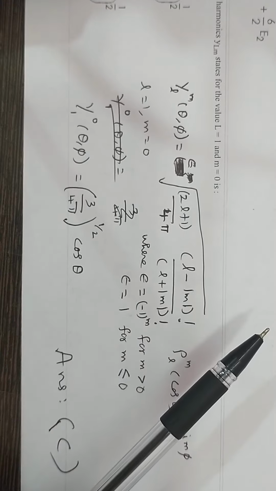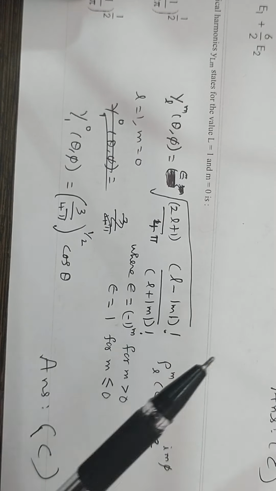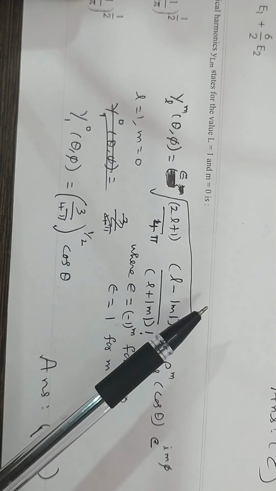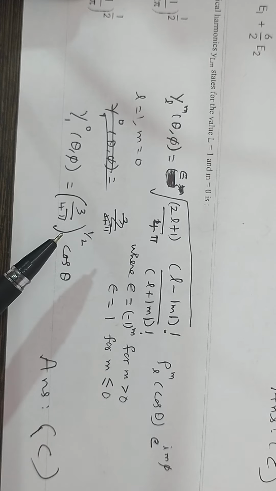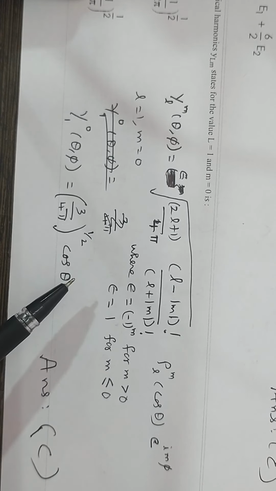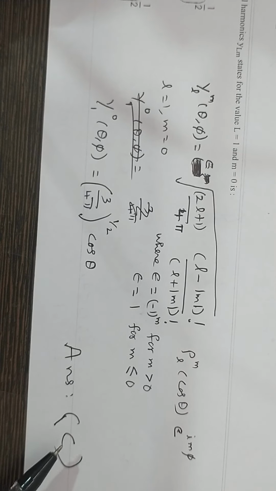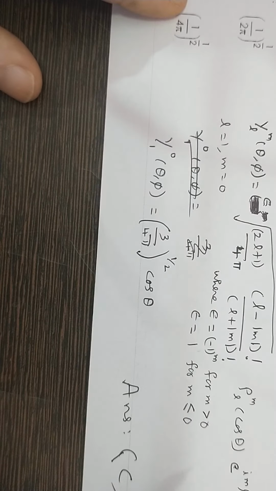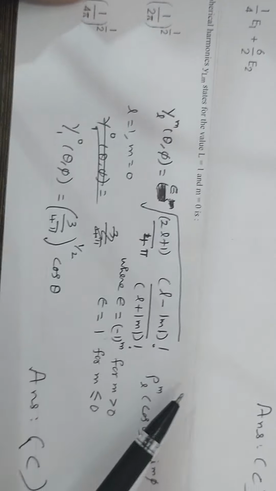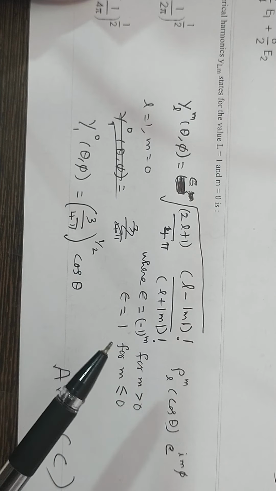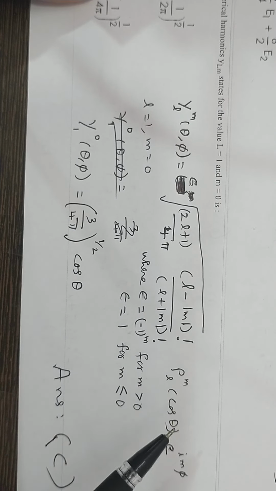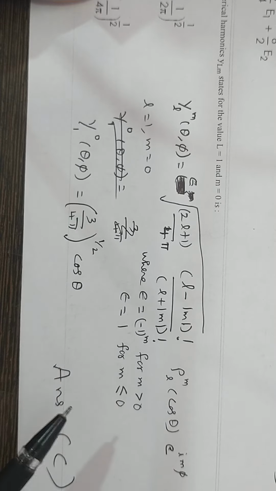Now for our problem, because L is equal to 1, m is equal to 0, this is reduced to 3 by 4 pi whole power half cos theta. So the option is C. C is the correct option. So write down the general expression and substitute for L is equal to 1, m is equal to 0. This function reduces to this form, 3 by 4 pi whole power half cos theta.